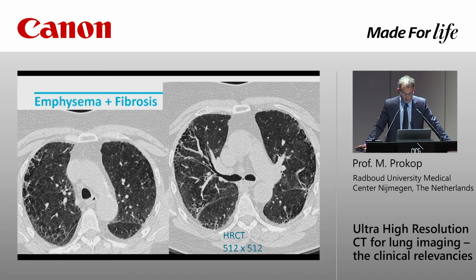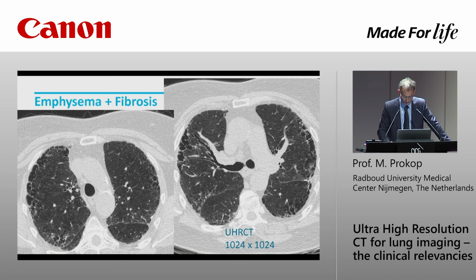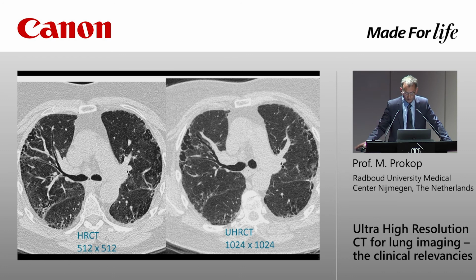Similar situation with a patient with emphysema and fibrosis, 512 matrix, follow-up on the ultra-high resolution CT. Everything becomes much more finely defined, and if you put it next to each other, bronchial walls, amount of septa really improves. Does it really change our diagnosis? Very frequently, it will not. It will change, I think, our confidence in what we're seeing, and it will probably change our ability to detect change more probably.